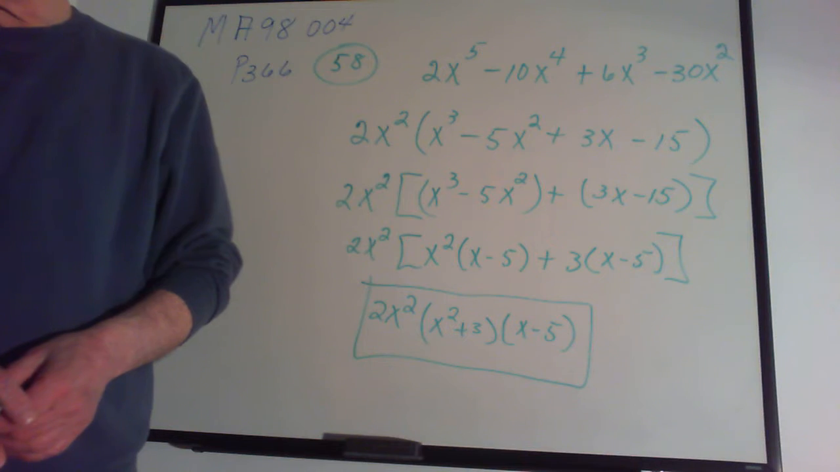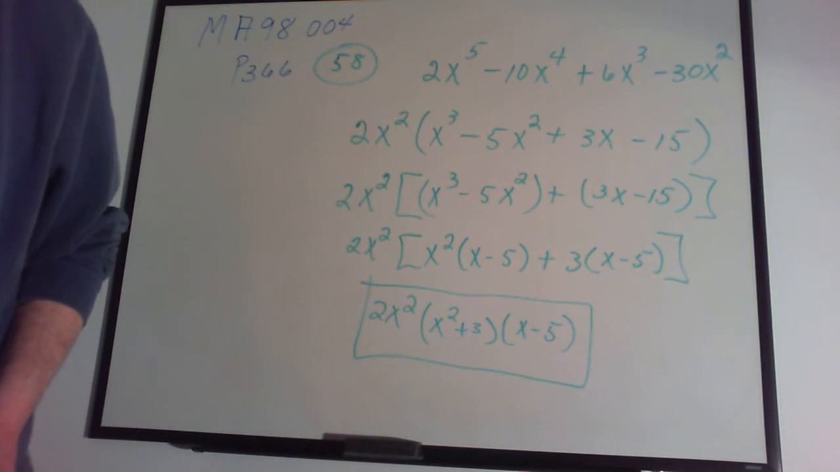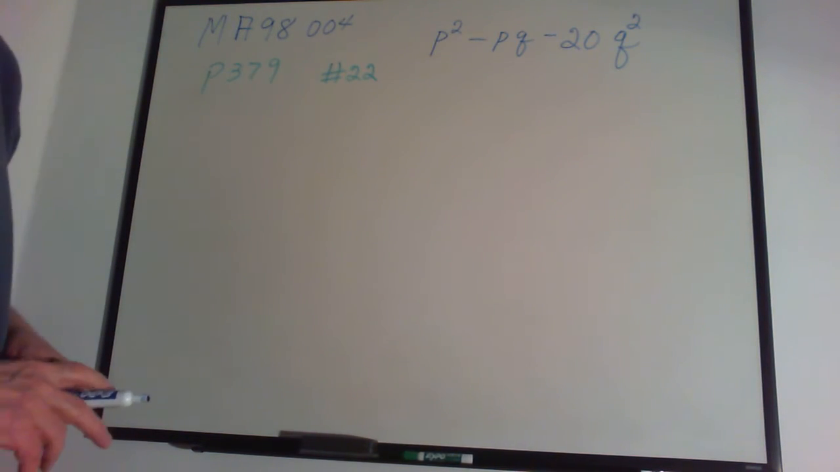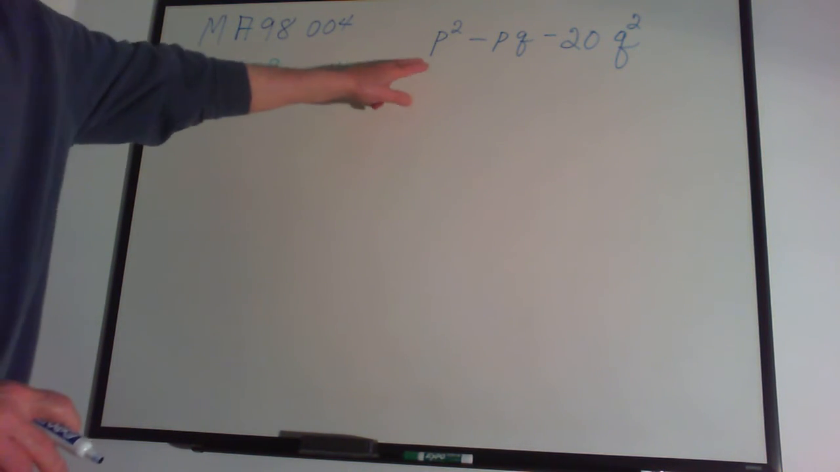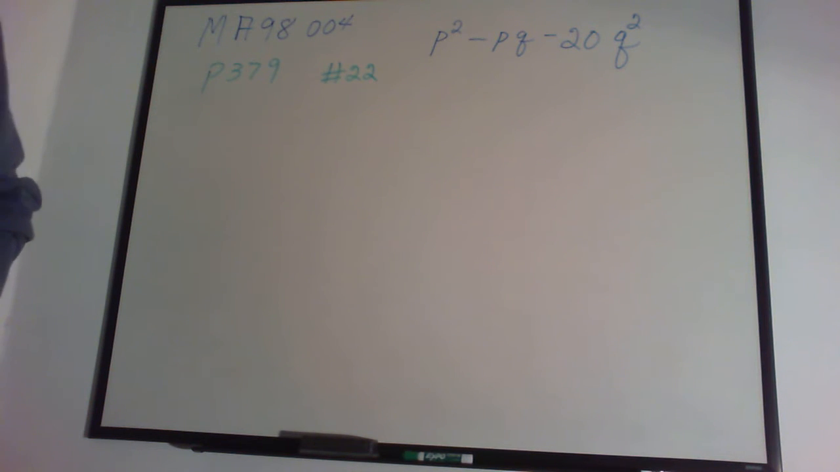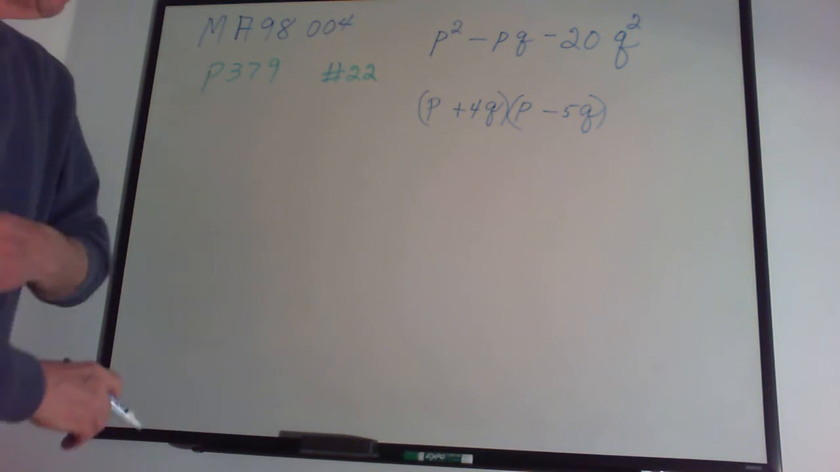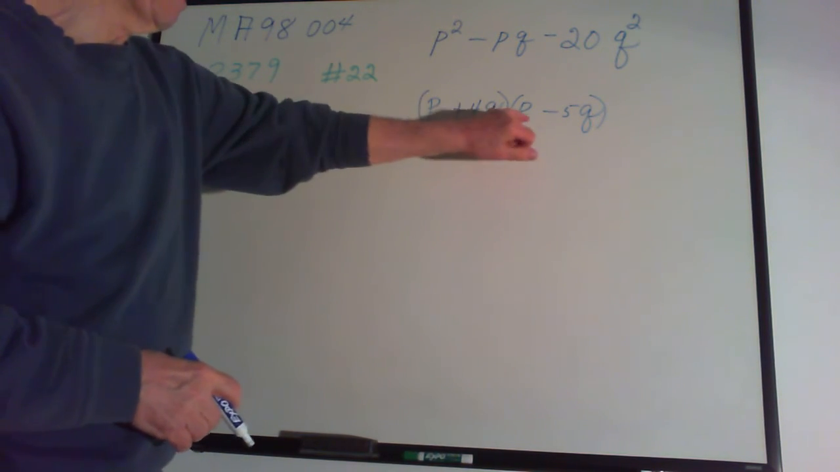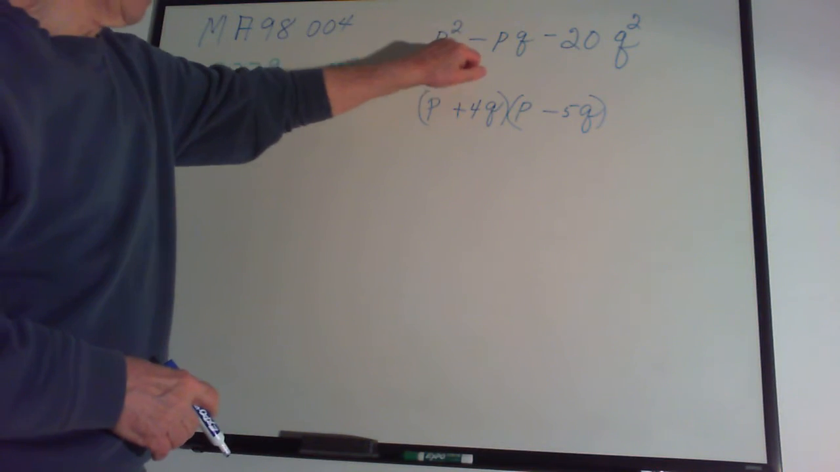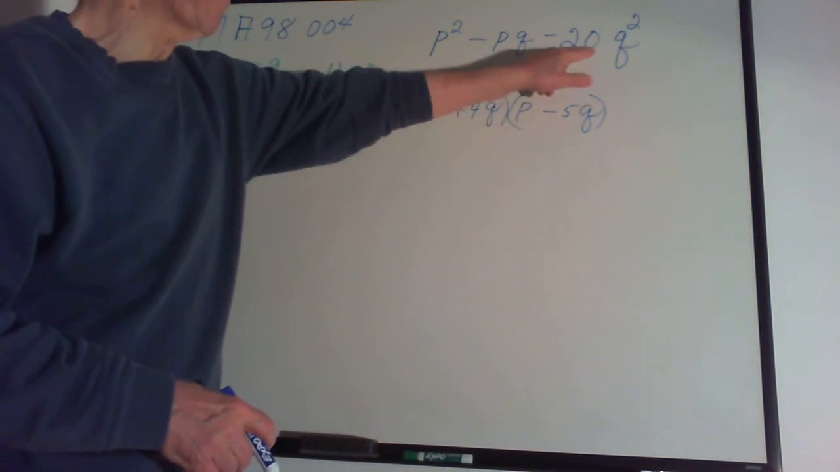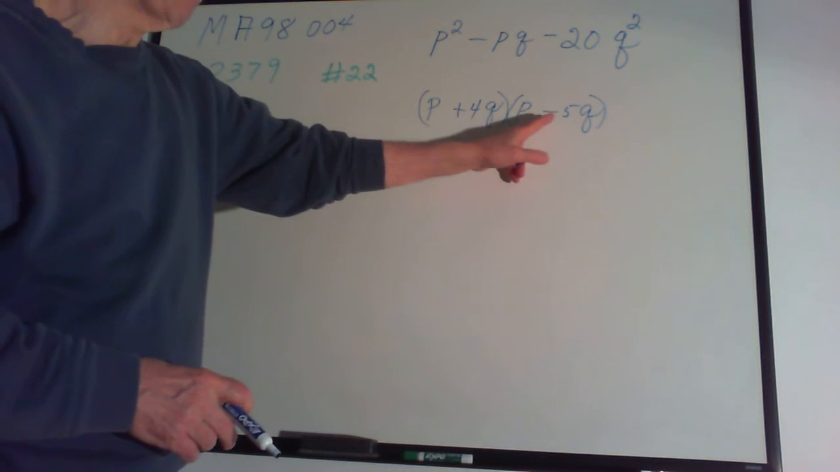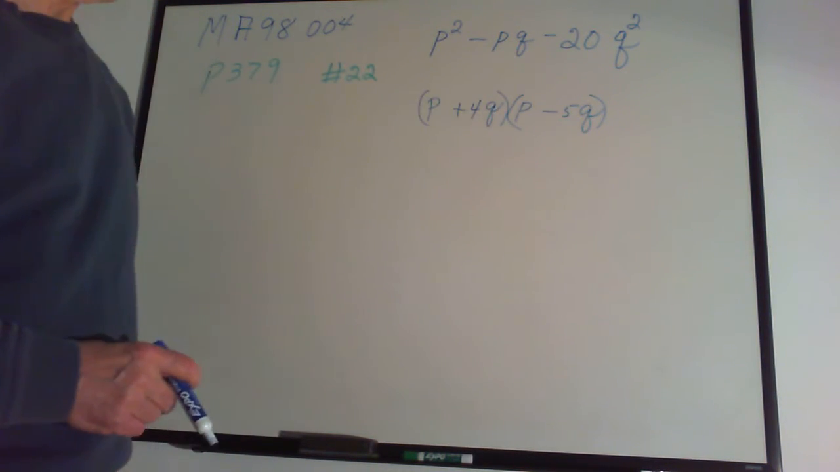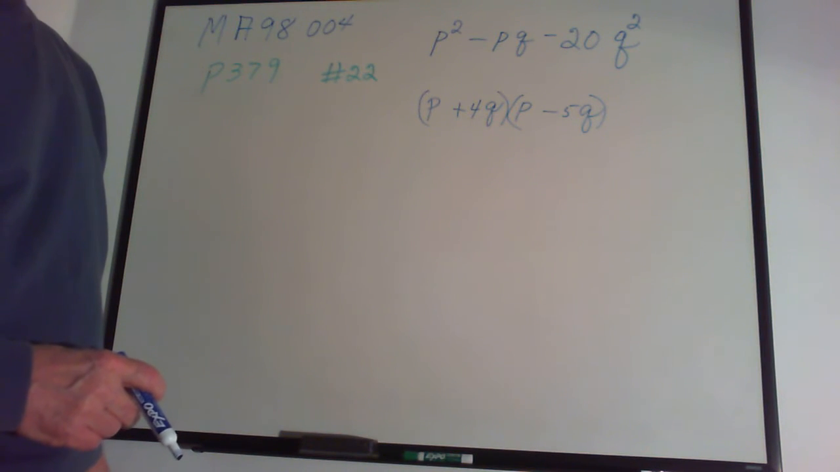All right, let's turn to page 379. I tried problem number 22. All right, page 379. Factor it, see how you do with it. Pause the video, I'll do it, you check your work. All right, terms I put here multiplied together are going to give me the p squared. The terms I put here have to give me the last term there. So positive 4q times a minus 5q will give me a minus 20q squared.